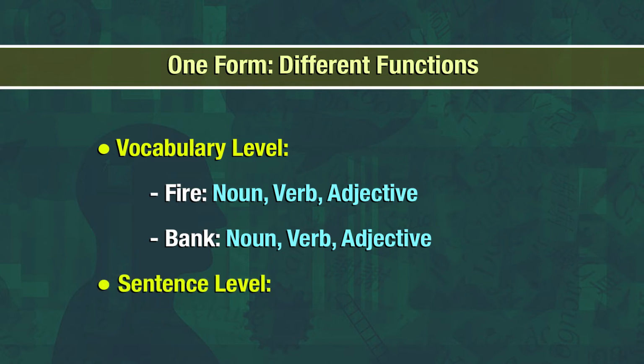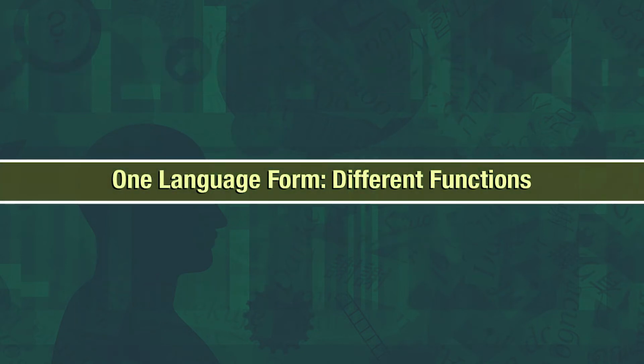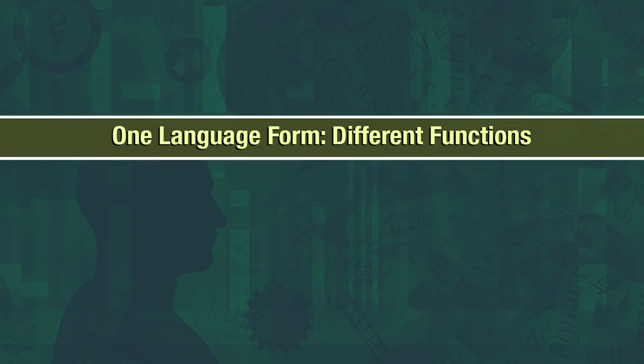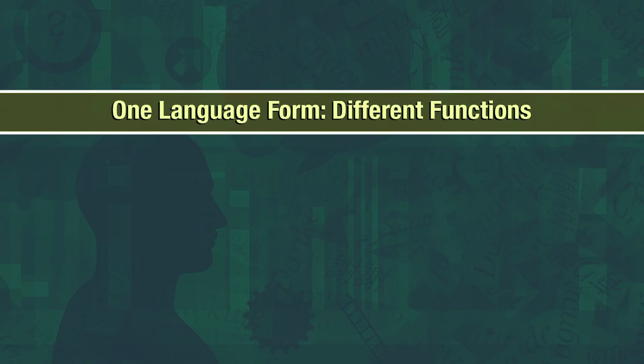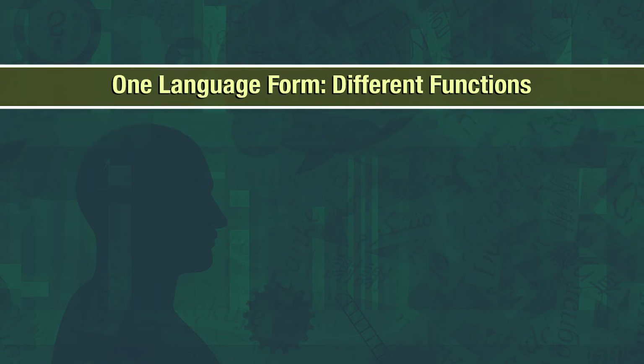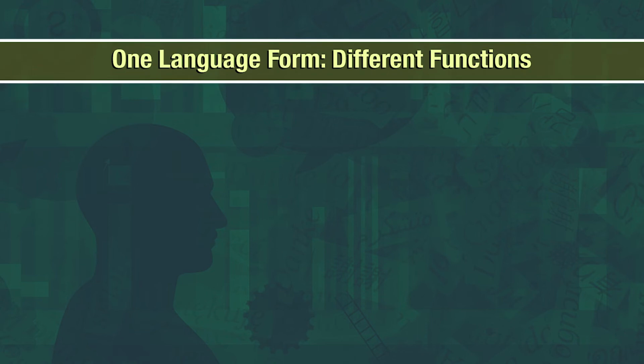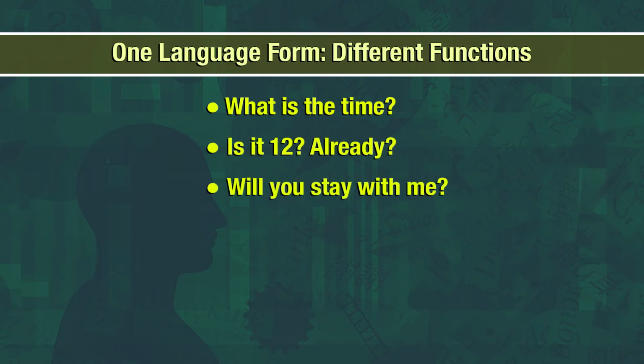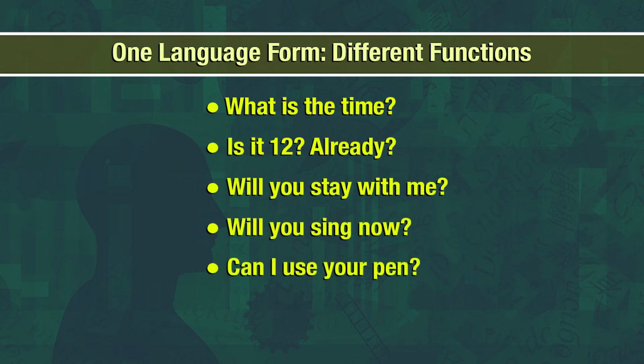Let us move on further to sentence level. Here we would continue to see how one language form relates to different functions. So I am presenting to you certain sentences. All these sentences are in the interrogative form. What is the time? Is it 12 already? Will you stay with me? Will you sing now? Can I use your pen?